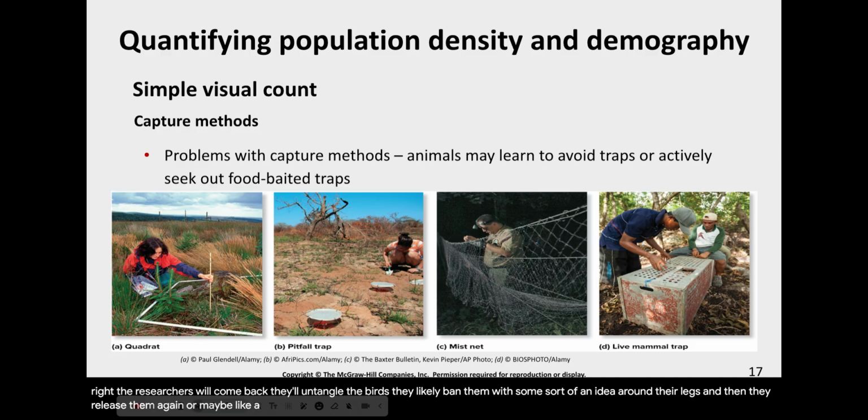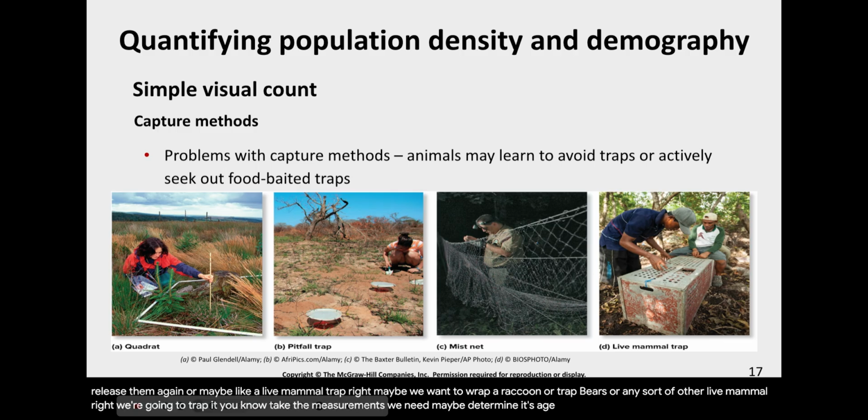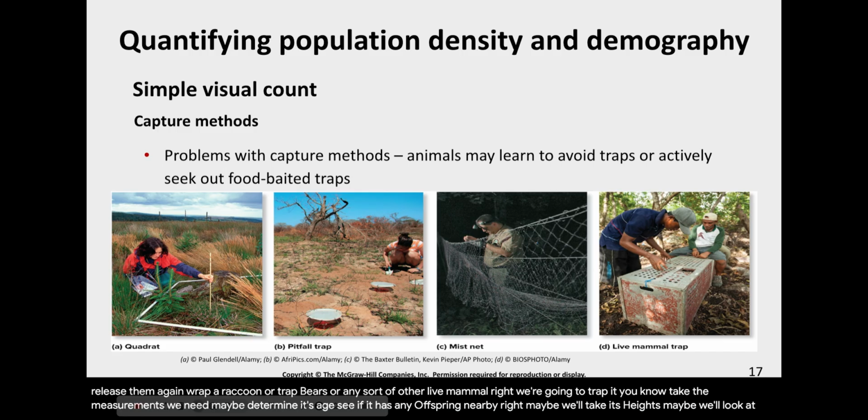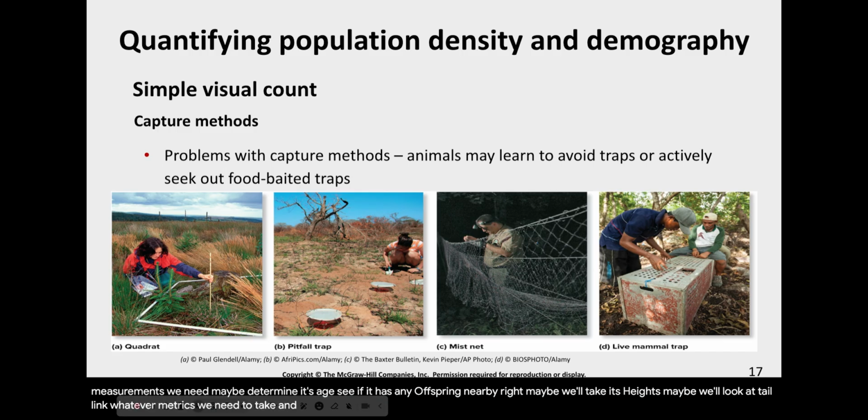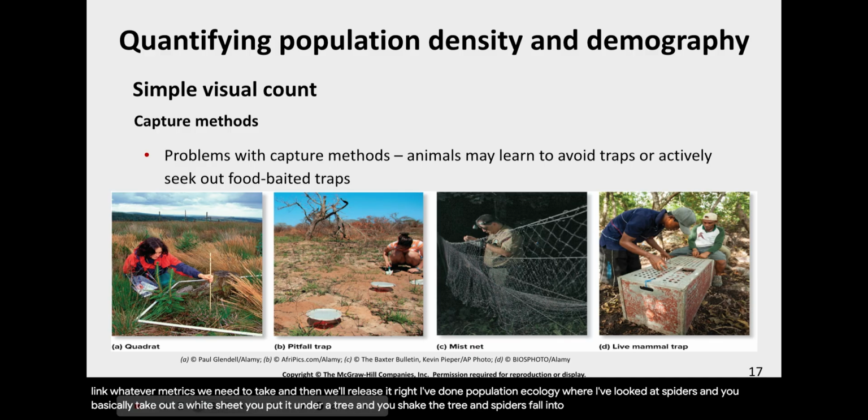Or maybe a live mammal trap. Maybe we want to trap a raccoon or bears or any other live mammal. We're going to trap it, take the measurements we need, maybe determine its age, see if it has any offspring nearby. Maybe we'll take its height, look at tail length, whatever metrics we need, and then we'll release it. I've done population ecology where I looked at spiders, and you basically take a white sheet, put it under a tree, and shake the tree, and spiders fall into that white sheet, and then you count the spiders. So there are so many different methods.